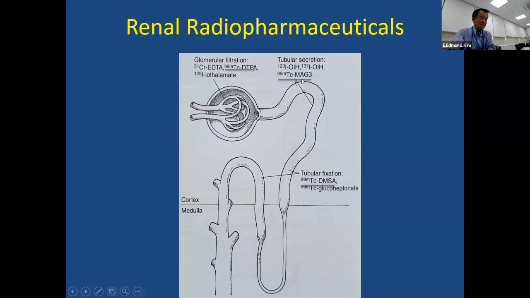Now, mercaptoacetyl triglycine, MAG3, is three glycyl amino acids together. These behave very similarly to hippuran, so about 80% is actively secreted by the tubules. That's why, using technetium 99m, we can inject a very high dose, like 10 millicurie or 20 millicurie.